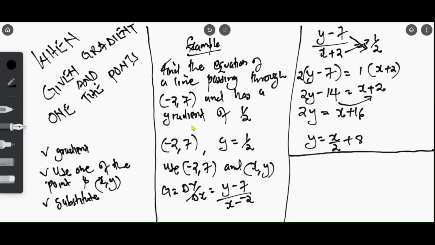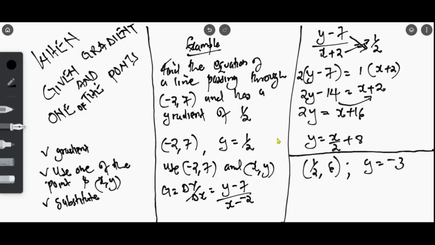When you're given one of the points and the gradient, let me have one last example. A line that is passing through a half and 6, and the gradient you've been given is a value like negative 3. So I have a line passing through this, and the gradient is that.